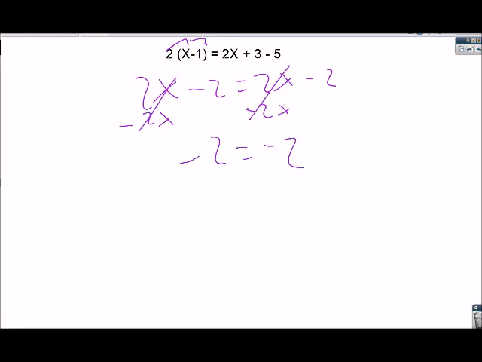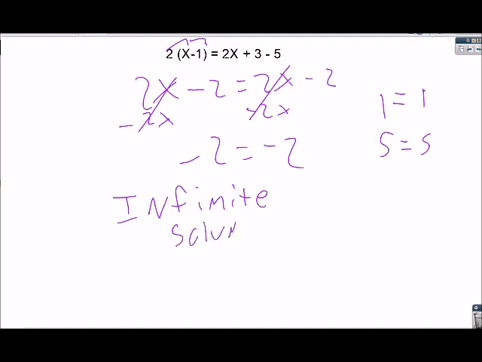When the x's disappear, if they equal each other, so negative 2 is equal to negative 2, or I got 1 is equal to 1, or 5 is equal to 5, they equal each other, we say it's infinite solutions. And what that means is that it doesn't matter what number x is, it will give us the right answer. So we can pick any number in the whole world.